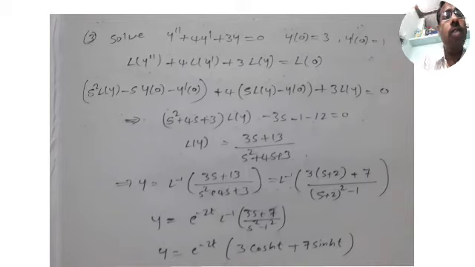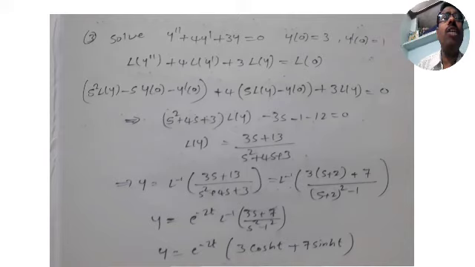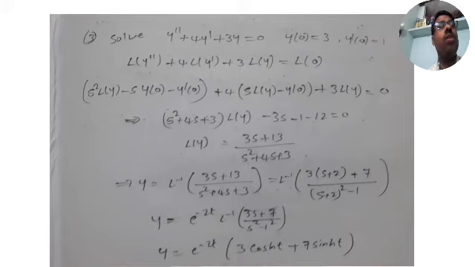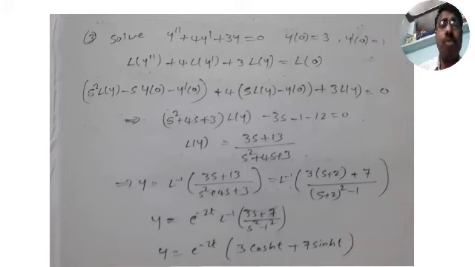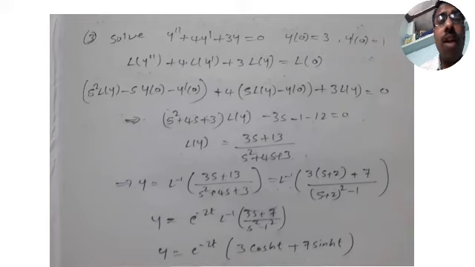I will repeat once again. You see, given, we have to solve y double dash plus 4y dash plus 3y is equal to 0, with y of 0 equal to 3 and y dash of 0 is equal to 1. Apply Laplace transform on both sides of the given differential equation. L of y double dash plus 4 into L of y dash plus 3 into L of y is equal to L of 0. Now use the formula of L of y double dash and L of y dash. Then take L of y common, L of y to one side, all other terms to the other side. Then L y to this side means it becomes L inverse.